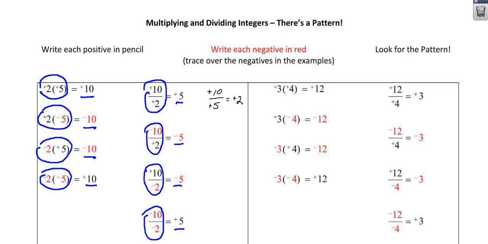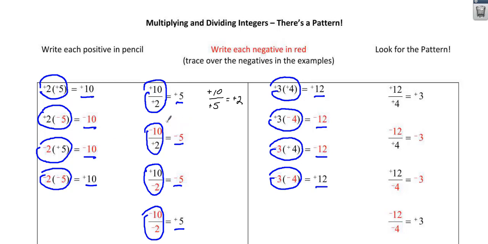All right, let's look at the one next to it. So again, positive 3 times positive 4, positive 12. Positive 3 times negative 4, negative 12. Negative 3 times positive 4, negative 12. And negative 3 times negative 4, positive 12. On your own paper, the pattern that we're looking for is going to stand out more if you've taken the time on this negative 4, for example, to write over it in red, because I wasn't able to copy it for you in color.